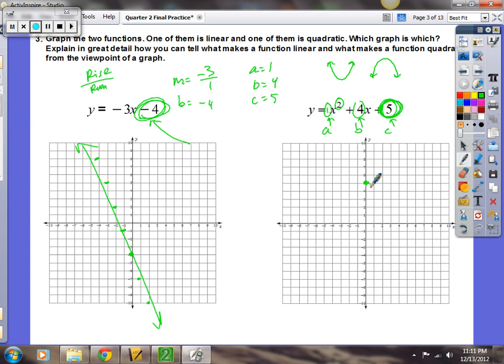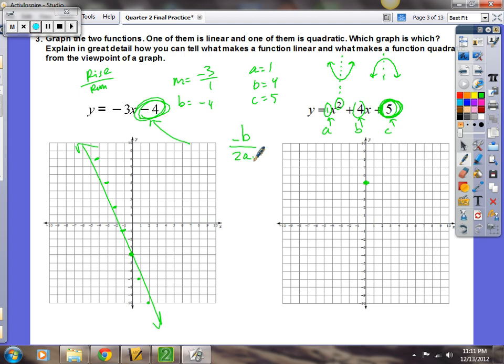Okay, now on quadratics, on parabolas, here's what you know. These parabolas are symmetric. They're perfectly symmetric. So I want to find that line of symmetry. I want to find that dead center. To find the dead center, you're going to use this: -b divided by 2 times A.